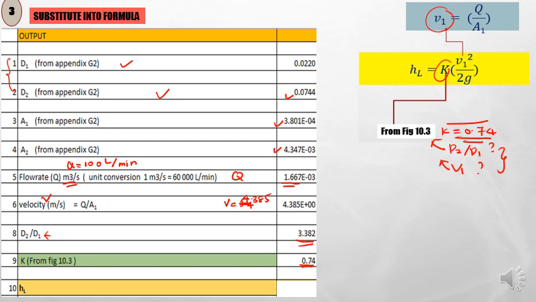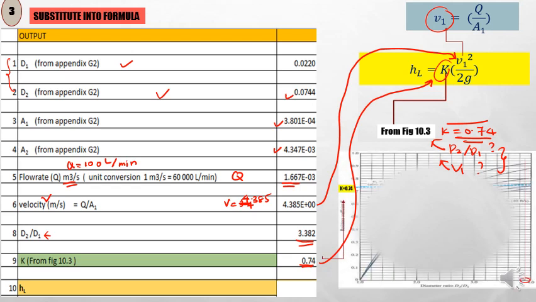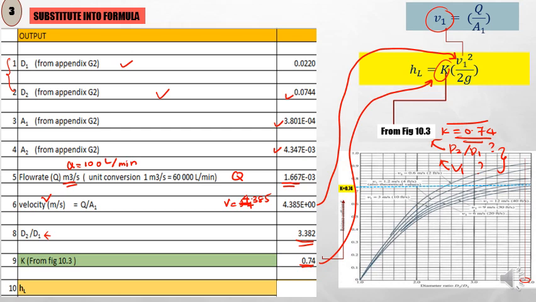Then after that, I will substitute this into this equation, V into this value. Then I will finally get my HL. This one is just to show you again how I get the K value. And lastly, I've managed to get my HL, which is 0.725 meter. That's it.